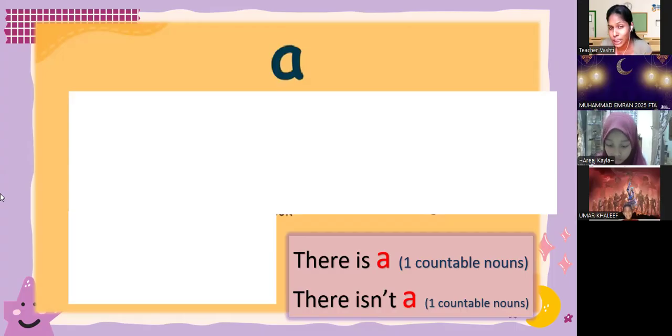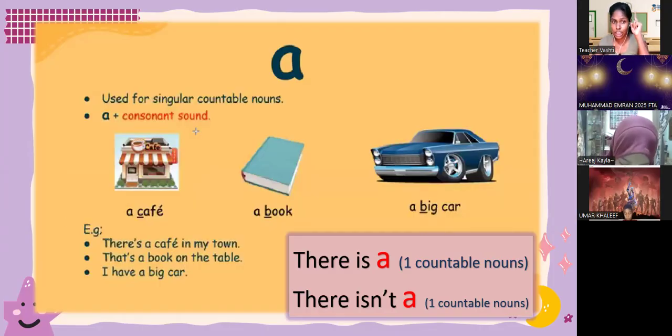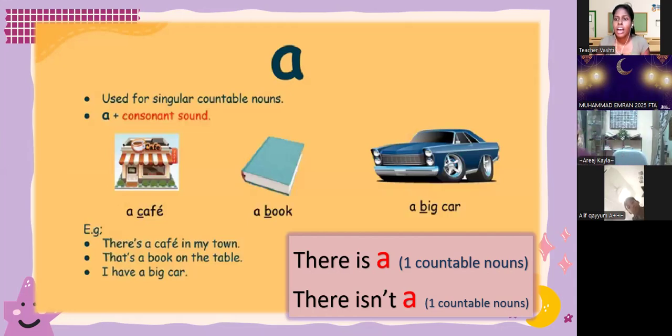So where do we use a? We use a for countable nouns, benda yang boleh dikira. But make sure it is only one. Satu sahaja. Okay. How about the next one?